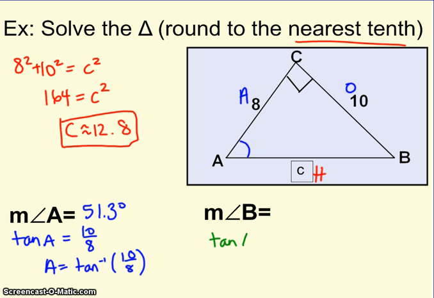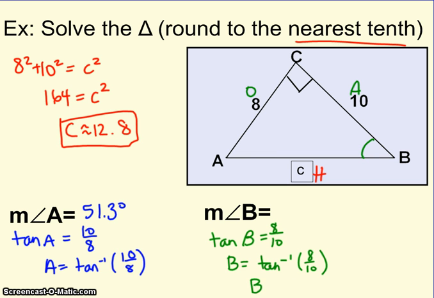Now I could subtract 90 minus 51.3 degrees and get my angle B, but let's go ahead and do it the tangent way, just because maybe I made a mistake doing the tangent of A. Maybe I typed 7 instead of 8. This is a good way to check and see if you did it correctly. So from the perspective of angle B, 8 is opposite, 10 is adjacent. So B is the tan inverse of 8 over 10. If I type that in my calculator, I get that the measure of angle B is 38.7 degrees.